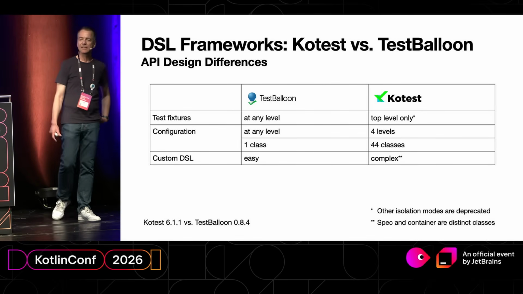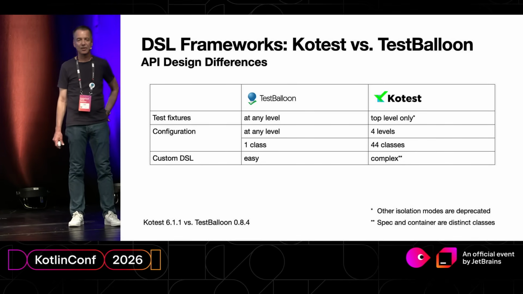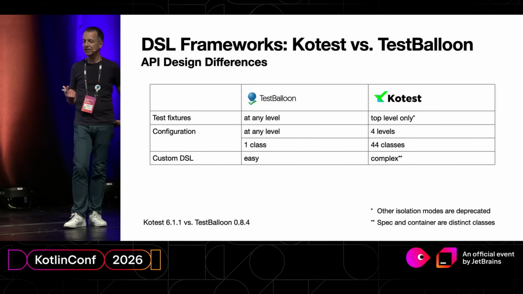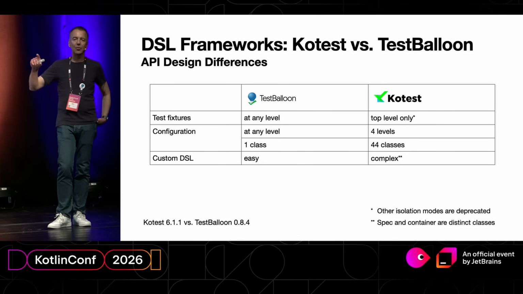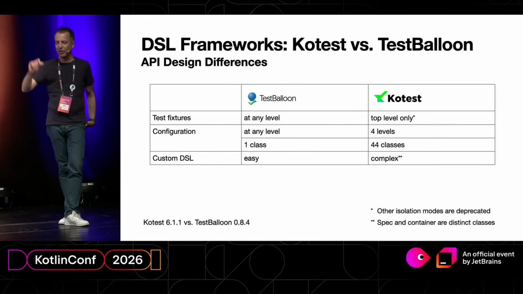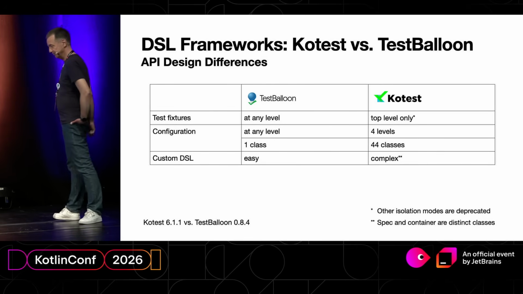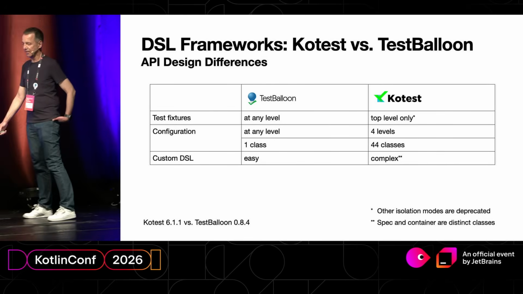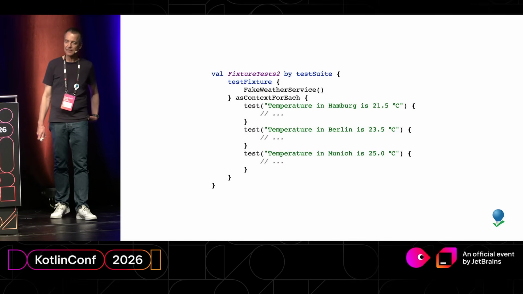Also, the custom DSL in TestBalloon is easier to use because it's one DSL for everything, while in Kotest, we always have to discern what's going on at the class level and what's going on at the levels below. So it's an easier design on that level.